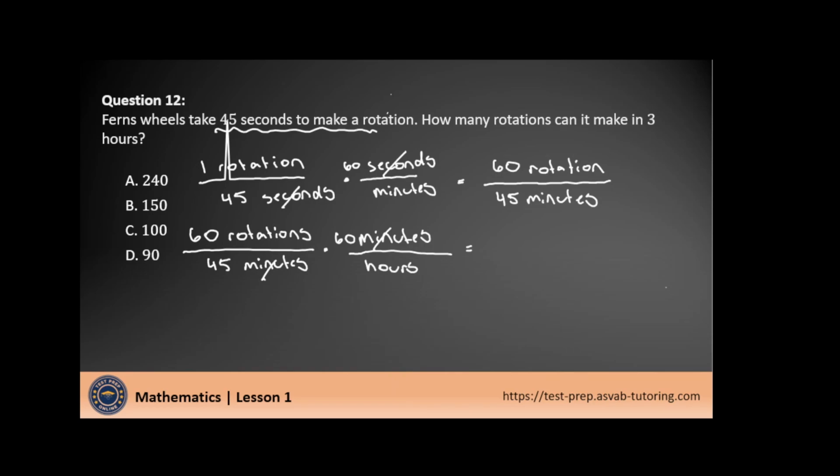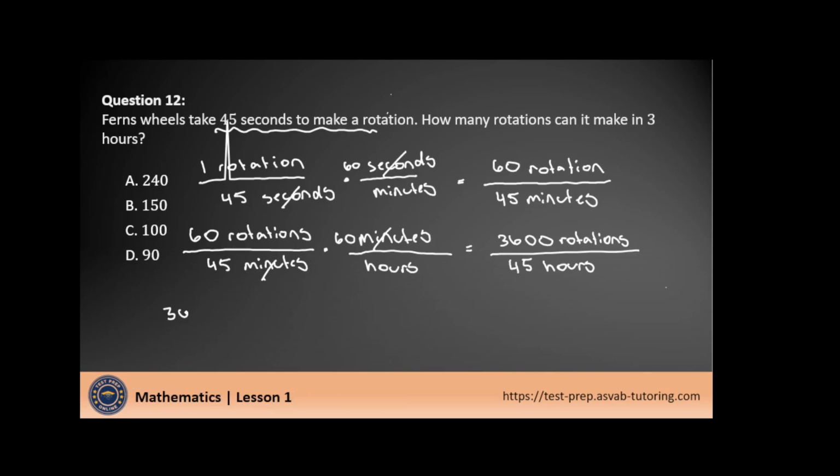What's 60 times 60 in the numerator? That's going to be 6 times 6, which is 36. Add 2 zeros, and we have rotations on the top. In the denominator, we have 45 and hours, so 45 hours. If we divide these, we're going to get rotations per hour. Right now we have 3,600 rotations in 45 hours, but what we want is how many rotations in 1 hour.